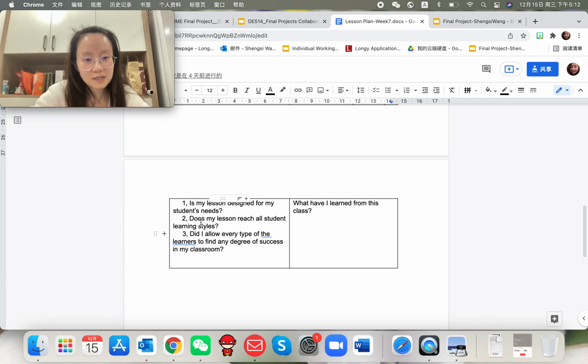And the second one is, does my lesson reach all students' learning styles? For example, maybe some students don't want to look at the computer screen, so maybe I won't do that in our lesson. So the learning styles of students are very important. And the third one is, did I allow every type of learner to find some degree of success in my classroom?